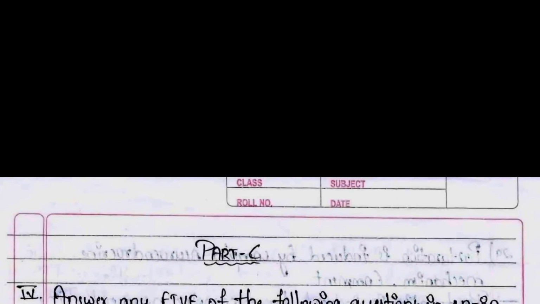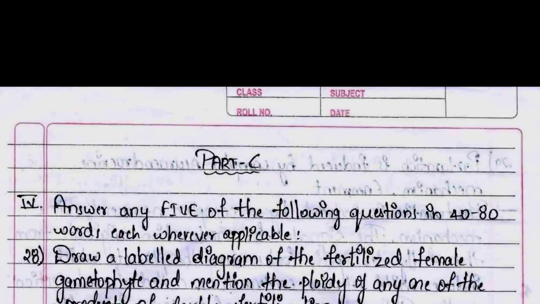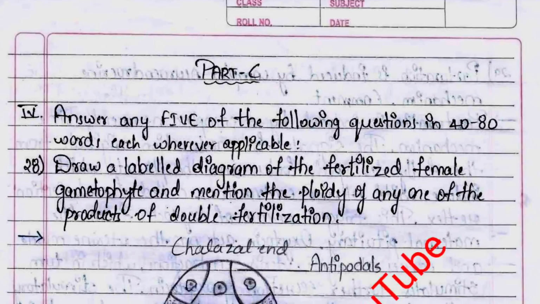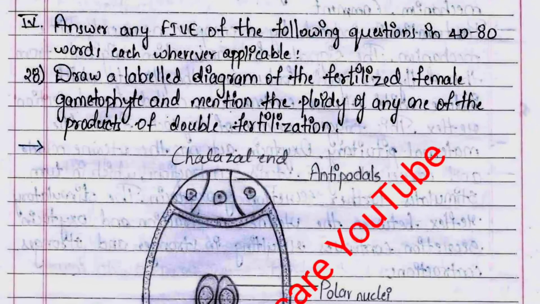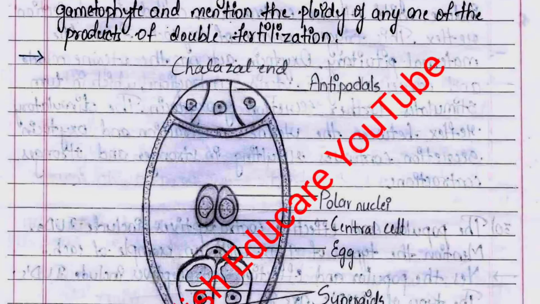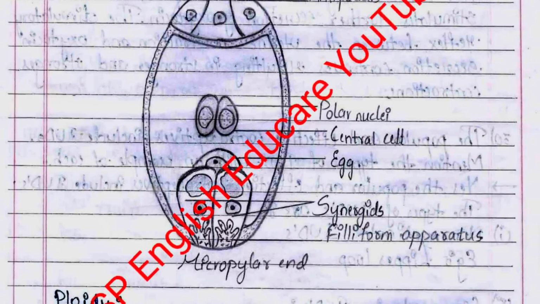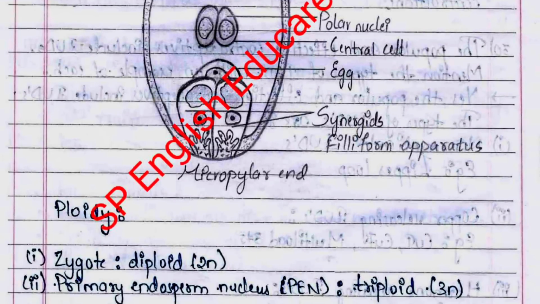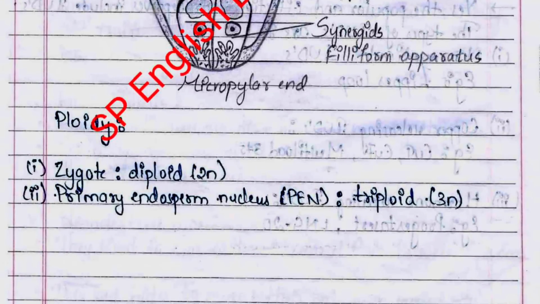Bit. Answer any 5 of the following questions in 40 to 80 words each wherever applicable. 28. Draw a labelled diagram of the fertilized female gametophyte and mention the ploidy of any one of the products of double fertilization. Below is the answer and diagram. First, diploid. Second, primary endosperm nucleus, PEN.